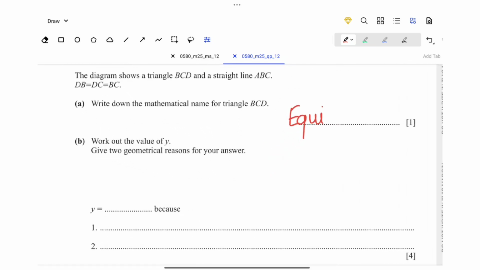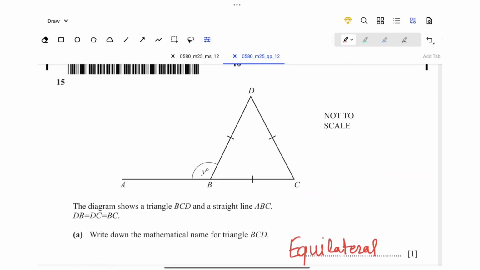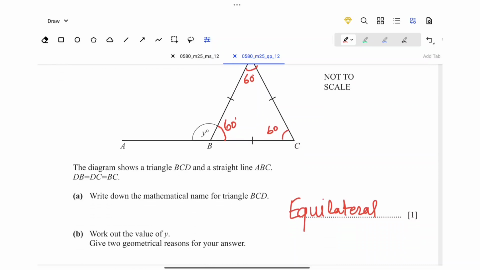This triangle is equilateral because all sides are equal. An equilateral triangle has all interior angles 60 degrees. So this angle is 60, this angle is 60, and this angle is also 60 degrees. The total of y and 60 makes 180, the straight angle.